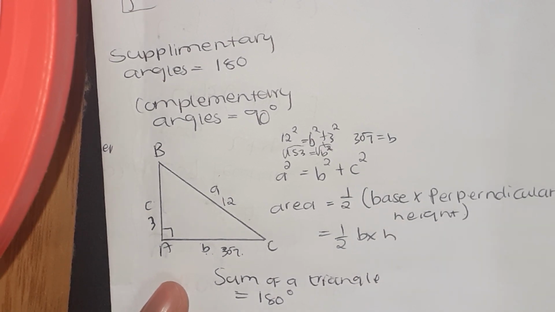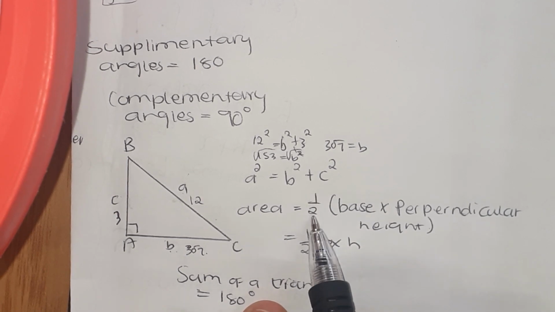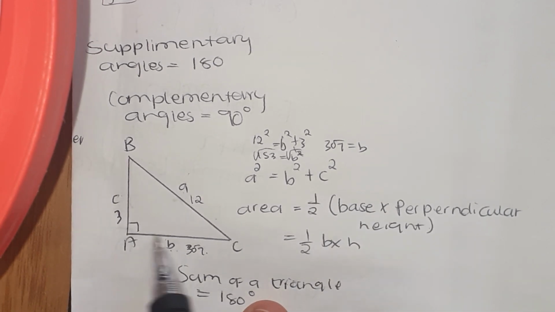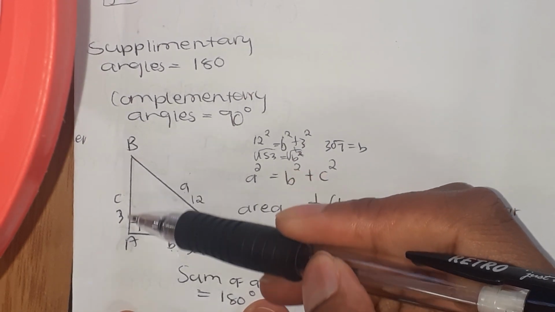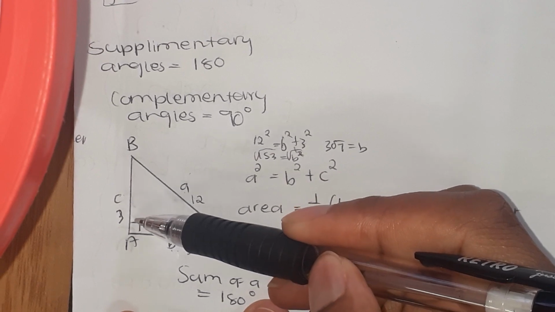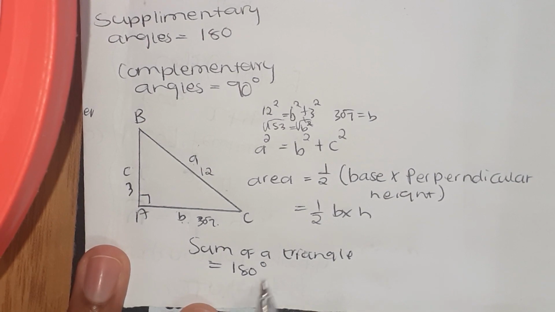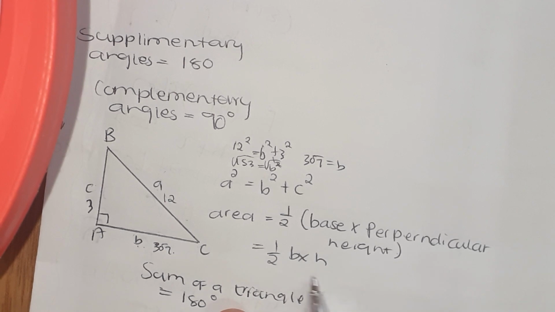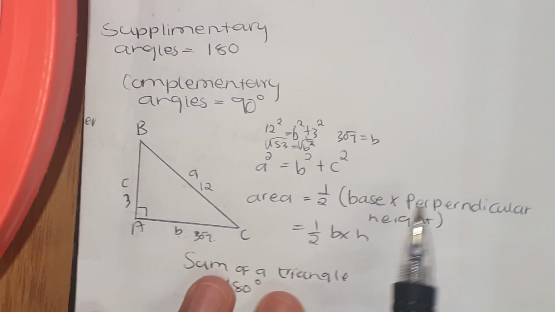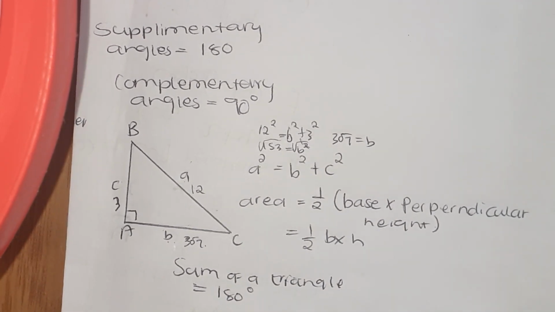You see? Yeah. And then when we are looking for area, area equals 1/2 base, which is this, AC is the base, times perpendicular height. Perpendicular height is BA. This is the perpendicular line from 90 degrees. So the sum of the triangle is 180, but this is how we write area also. So you will say 1/2 B times H, base times height. This is the base and this is the height of this triangle.